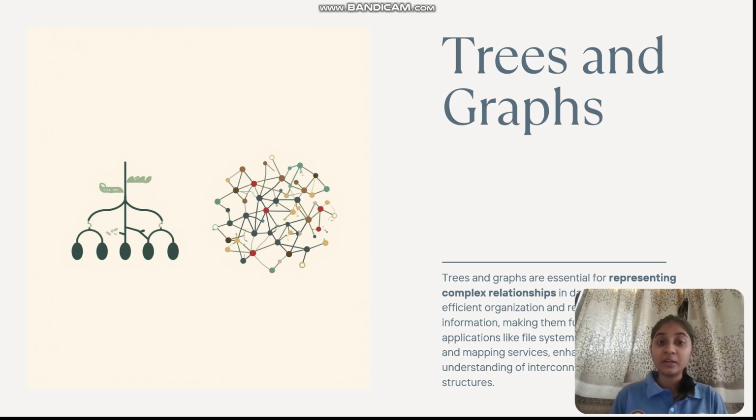Graphs, on the other hand, represent the relationships between different entities. For example, social media platforms use graph structures to represent connections between users. Navigation systems like Google Maps also use graph algorithms to calculate the shortest path between two locations. Learning about trees and graphs helped me understand how complex systems manage large networks of interconnected data.